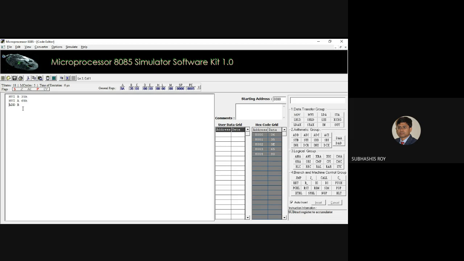But if I want to use ADI, then what can I do? I don't need to get the second data into any other register. If I want to use ADI, I am just providing the data. I just load one data into the accumulator, then I provide the second data. So what is my second data? The 35.